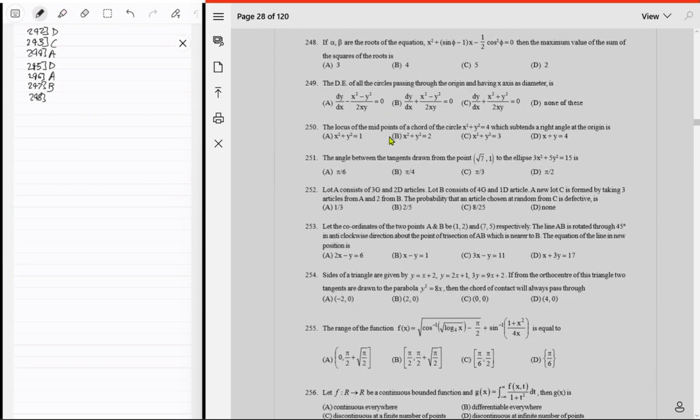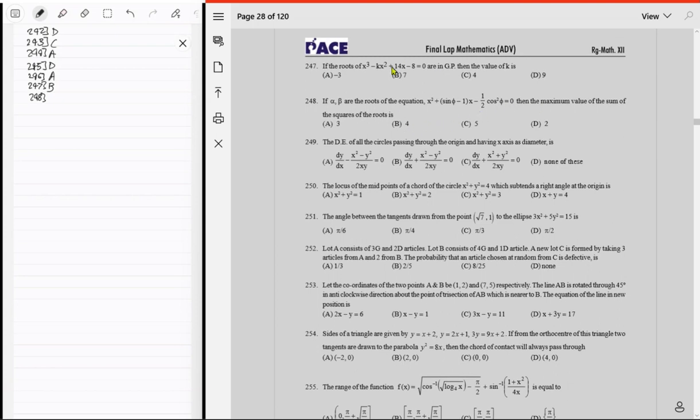248: if alpha, beta are the roots of the equation, and the maximum value of the sum of the squares of the roots is. Okay, so first you have to find alpha square plus beta square. Okay, fine. Roots of these equations, yes, I understood.